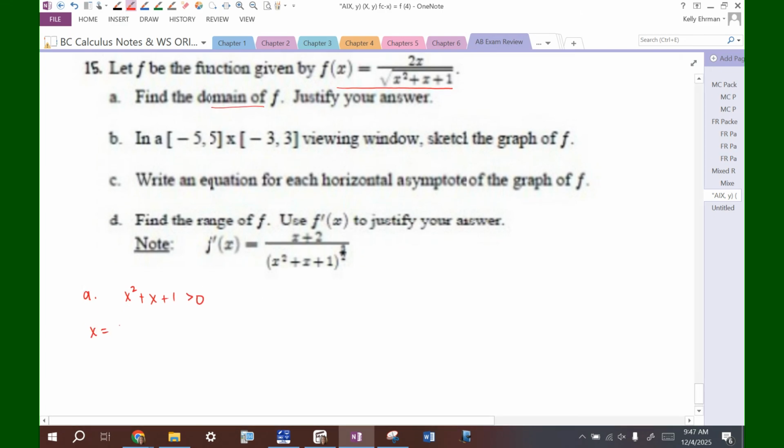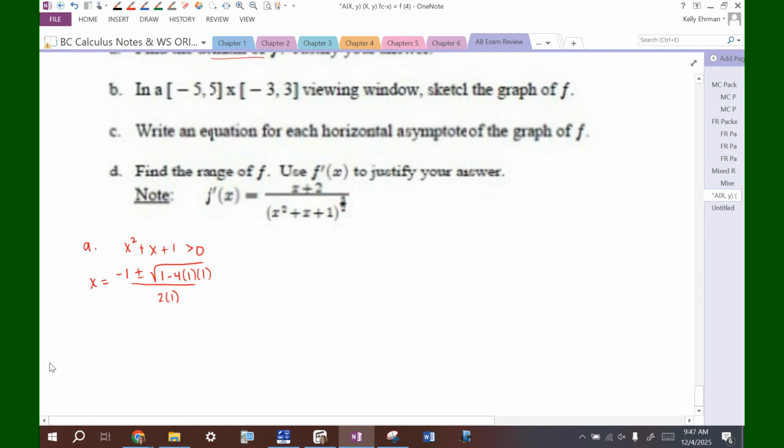I'm going to use the quadratic formula. And I'm suspecting that I'm going to get imaginary zeros. This is probably positive, but let's see. Negative 1 plus or minus the square root of 1 squared minus 4 times 1 times 1, all over 2a. So yeah, this is imaginary. That means that there are no real number zeros.